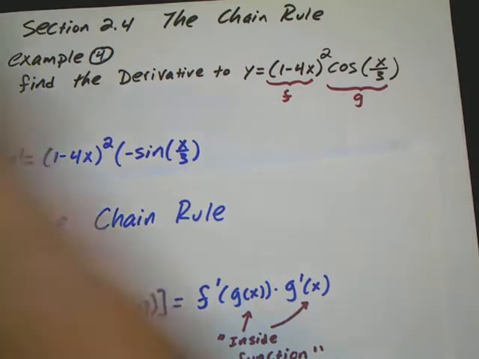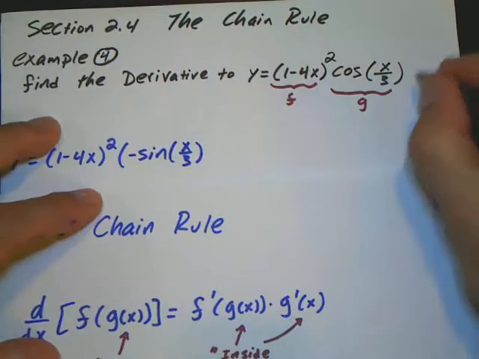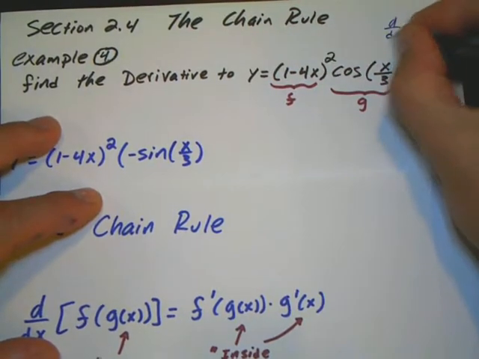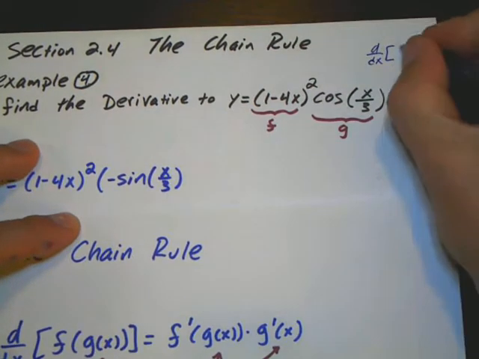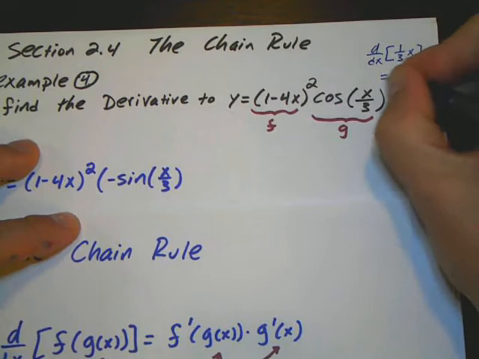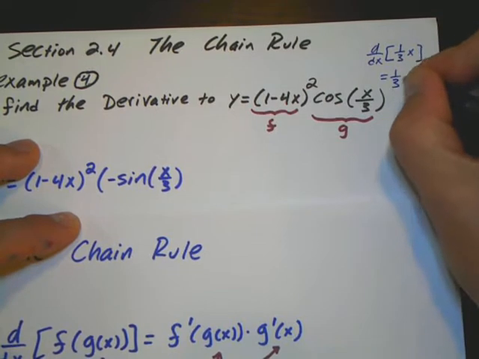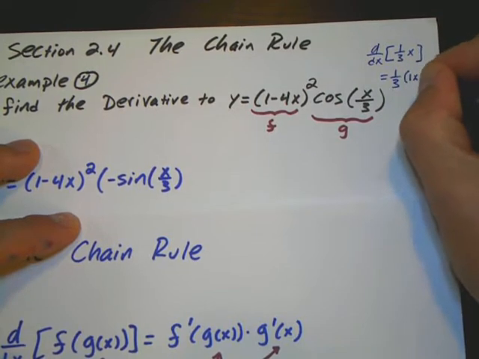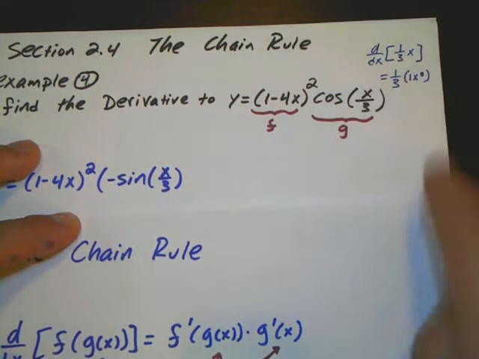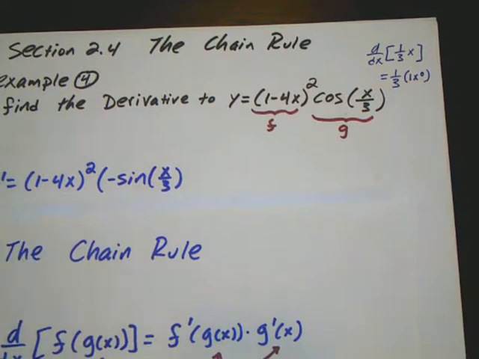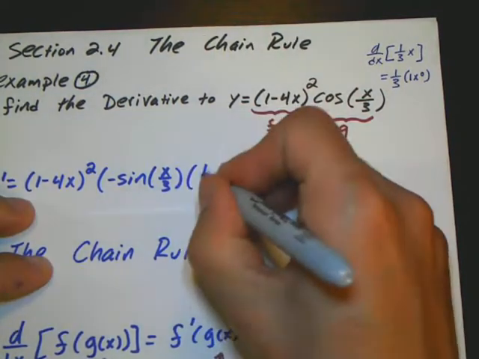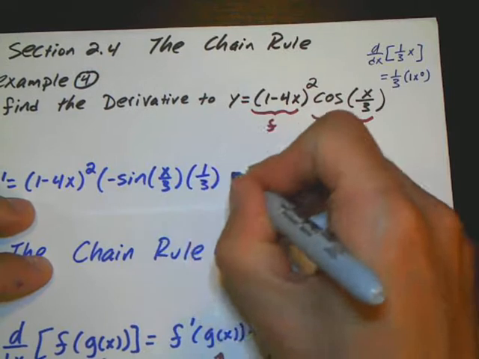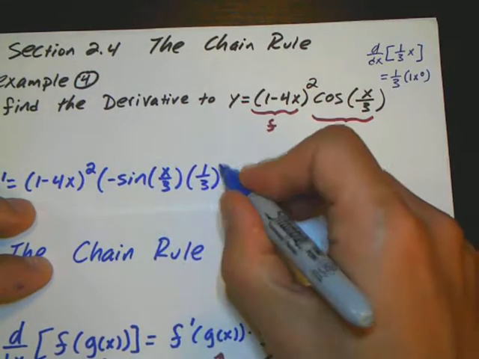So over here on the side, let me find the derivative of, well, x over 3 is the same thing as 1/3 x. So I can just say this derivative is going to be 1 over 3, 1x to the 0, which is just going to be 1/3. So the derivative of x over 3 is going to be 1/3. Alright, so all this is just the first part of the product rule.